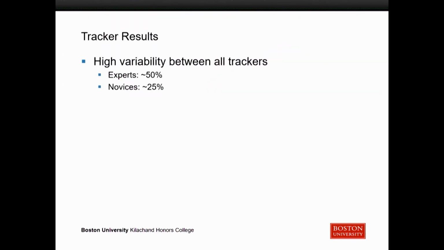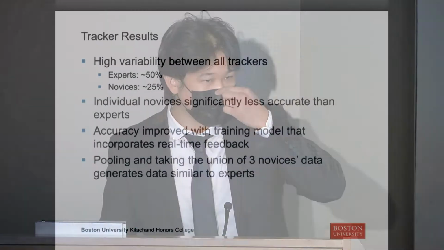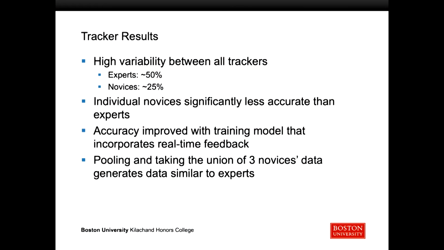So let's go through some of my results. The first result we found is that between individual experts, there's a lot of variability between their tracks. Now, like I said before, historically, people have relied on the individual expert level tracks in order to study these things. But we found that even between experts, there's only about a 50% crossover between their tracks.